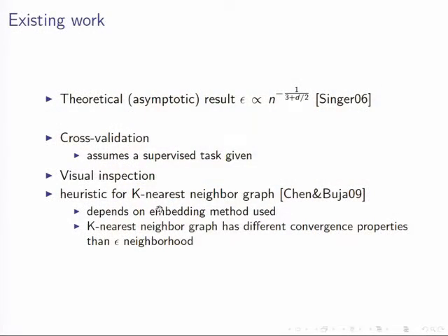What is known is only asymptotic. In reality, people use cross-validation, but for cross-validation, you need to have a supervised problem, like a regression on a manifold or a classification problem. People use visual inspection, and there are some heuristics, but they depend on the embedding, and we have compared them.